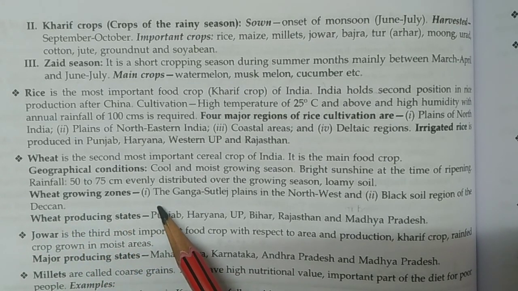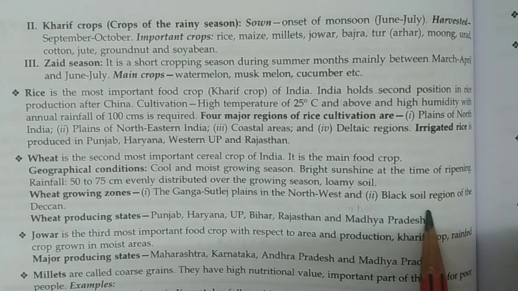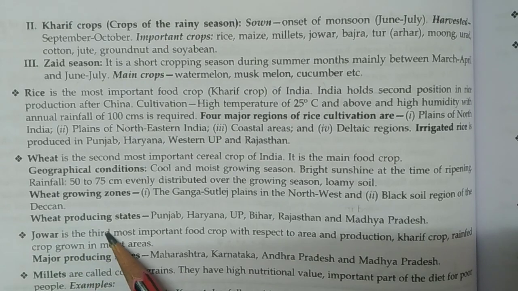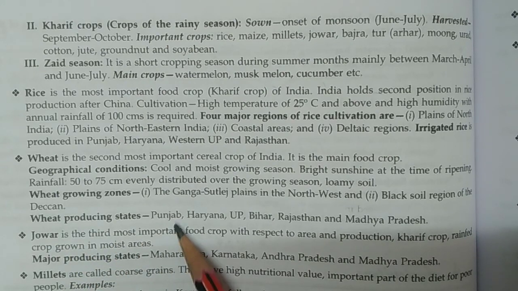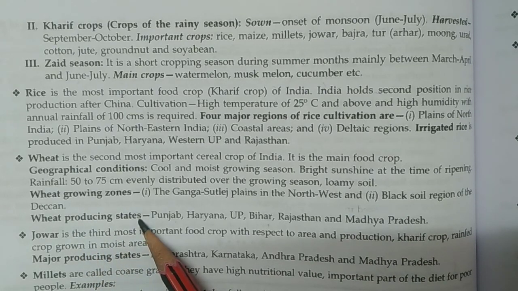Now next, wheat growing zones. Its zones are the Ganga-Satluj plains in the northwest and the black soil region of the Deccan. Now next, wheat producing states: Punjab, Haryana, Uttar Pradesh, in short UP, Bihar, Rajasthan, and Madhya Pradesh, in short MP. So these are the wheat producing states. So keep in your mind.